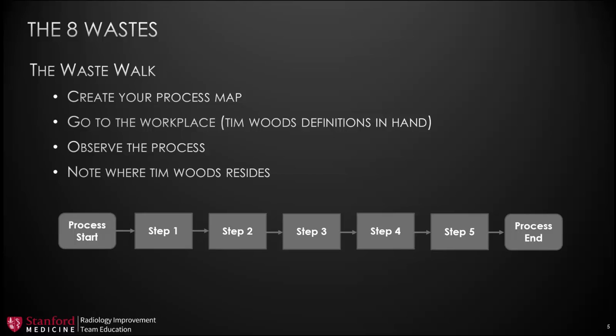So for example, in our process map here, as we observe the process, we may take note that Tim Woods resides in the form of transportation. So you remember, T in Tim Woods stands for transportation, and we note that there's waste in transportation at the beginning of our process. We then note there's waste in defects and waste in motion during step 2 of our process. We then note there's another waste in motion in step 4. And then in step 5, we see a waste in skills, or a waste in waiting. So a waste walk is simply this. We create our process map, we observe the process, and we note where Tim Woods resides.